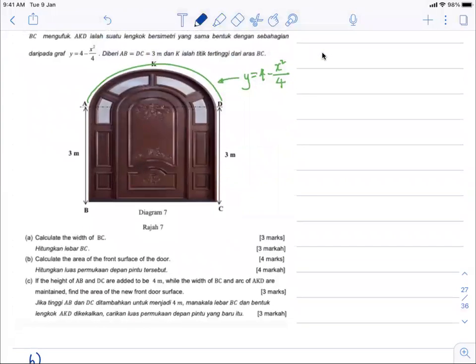Then we can look at the question. It asks us to calculate the width of BC. This is what we want to find. B and what is BC?